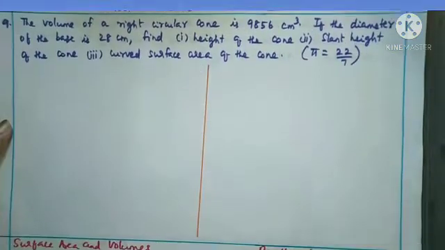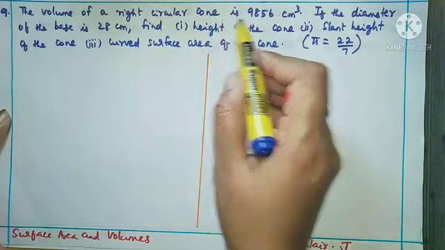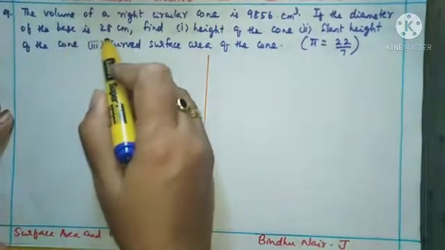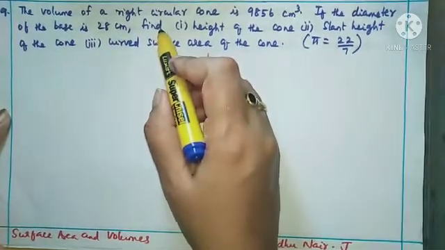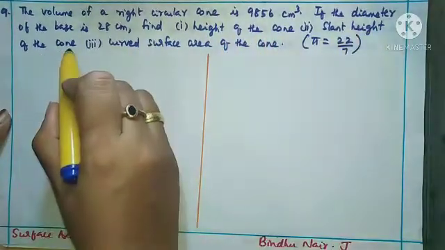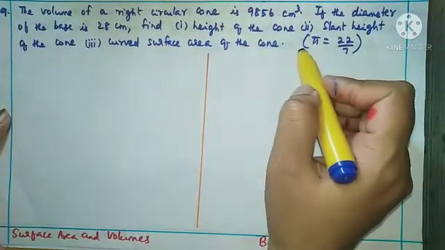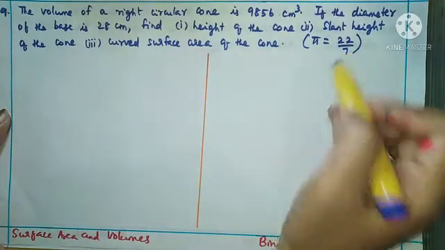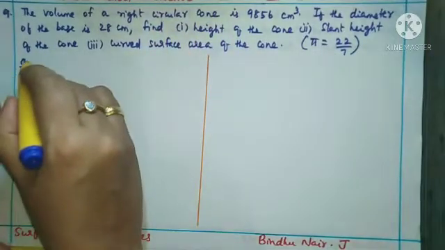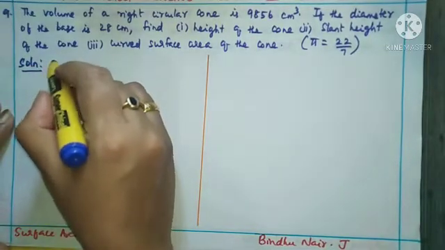Okay, now see this question. The volume of a right circular cone is given 9856 centimeter cube. If the diameter of the base is 28 centimeter, find: first the height of the cone, then the slant height of the cone, and the curved surface area of the cone. So 3 subdivision questions are there. Pi value you want to use 22 by 7. So from the given data we will find one by one. So first start the solution. What is given here? We know the diameter of the base.